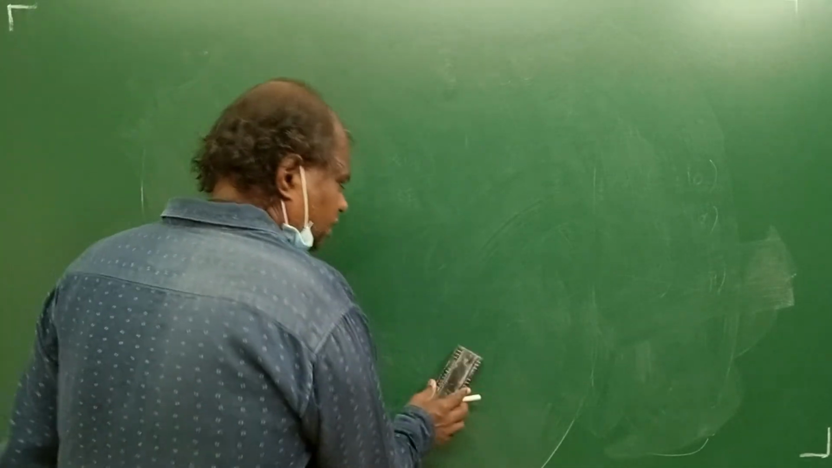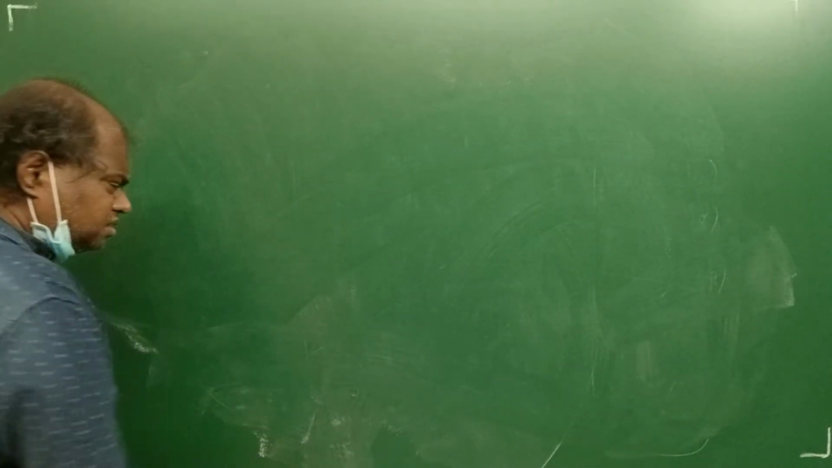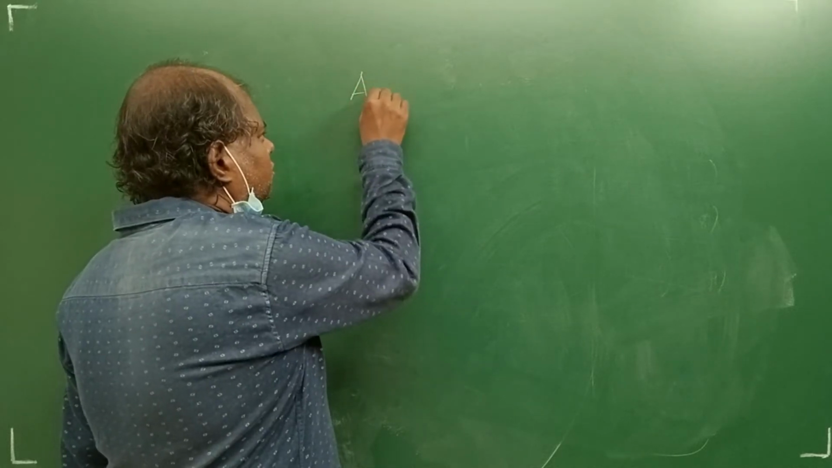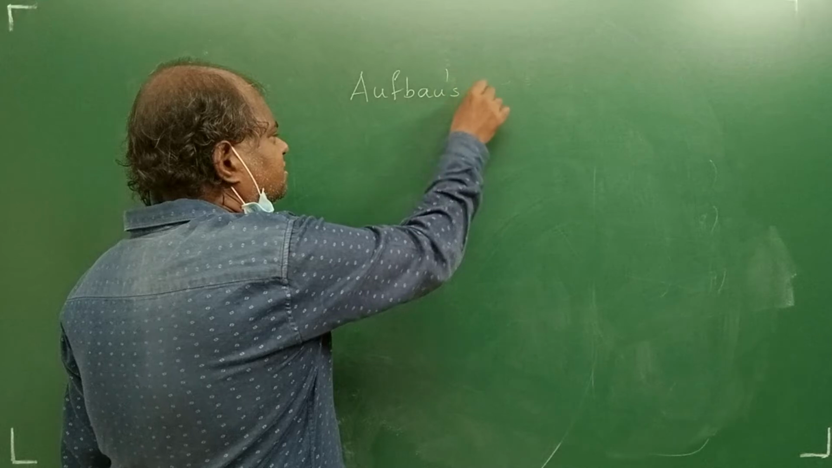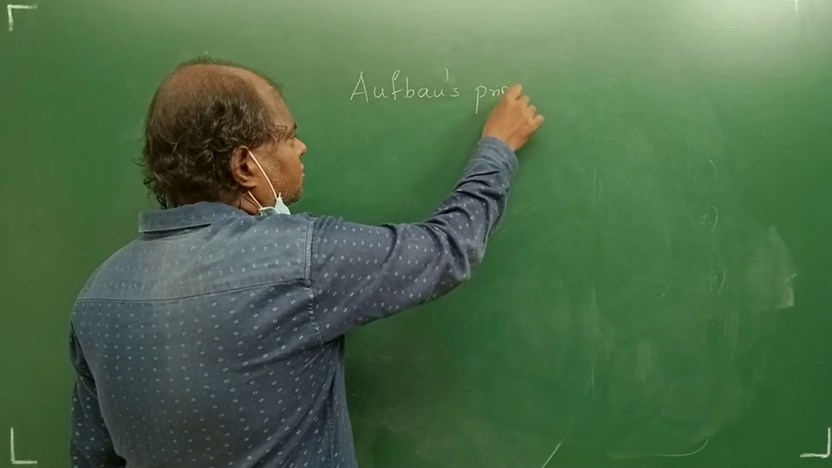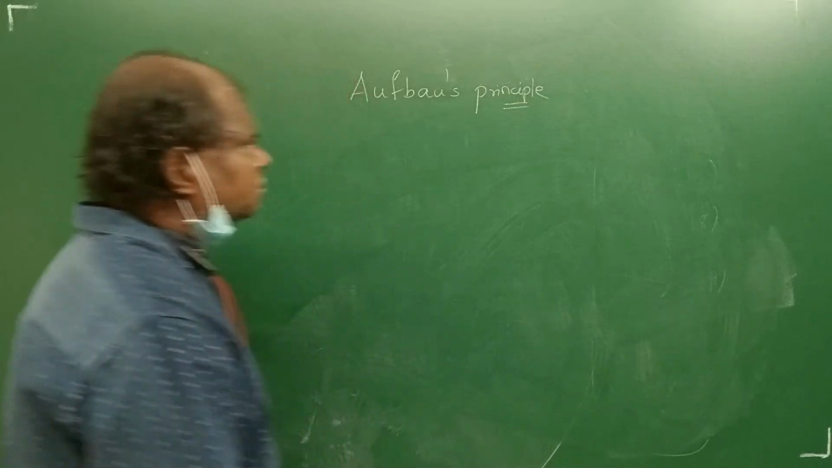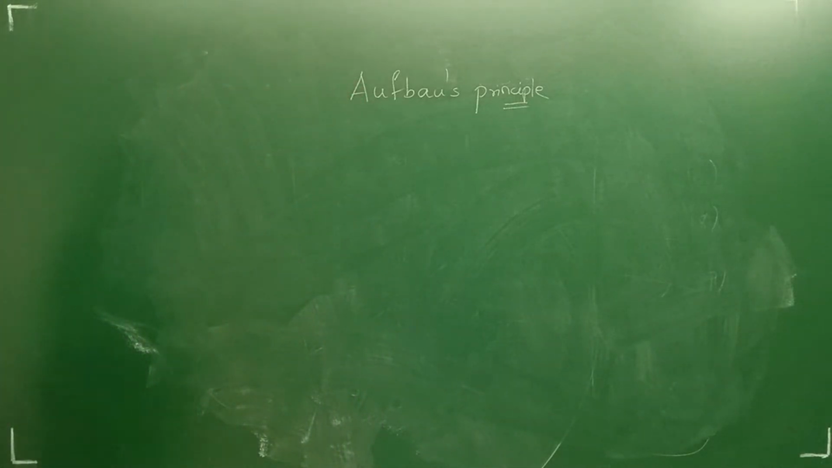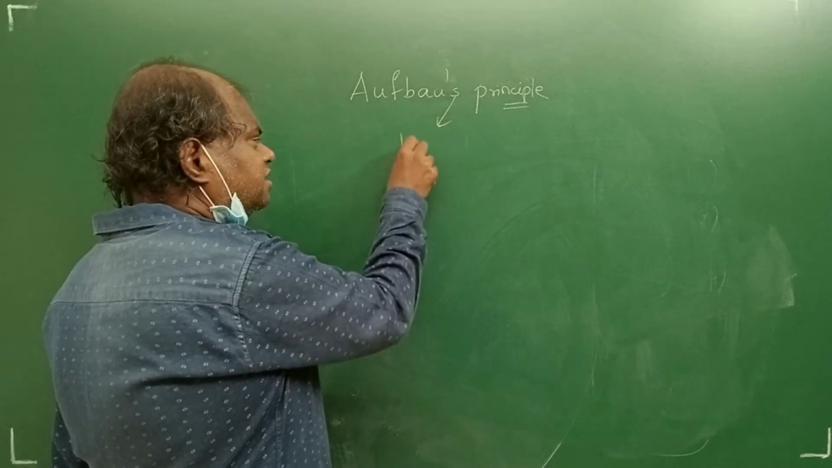Fine. Now, next thing is, I will tell you some rules actually. These questions are very important. Based on these rules, students, you will get questions. Listen to this very, very carefully. First rule is Aufbau's rule. This rule states that you should fill the lower energy first.